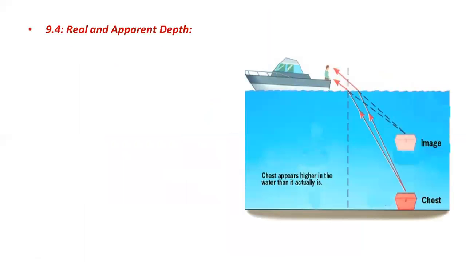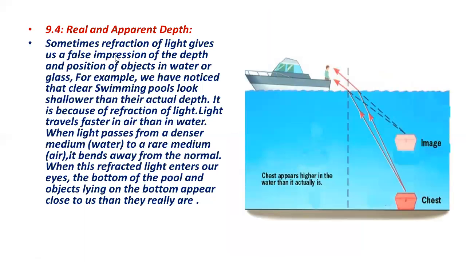Then real and apparent depth. Sometimes refraction of light gives us a false impression of the depth and position of an object in water or glass. For example, we have noticed that a clear swimming pool looks shallower, and we think that it is shallow and we can swim in it. But actually, when we go down, the depth is too much. So that was not the real depth. When we are standing outside, the depth looks apparent, and the apparent depth is lesser than the real depth.